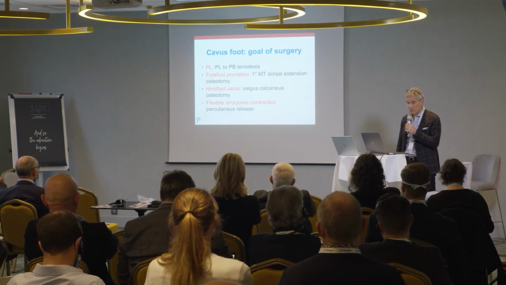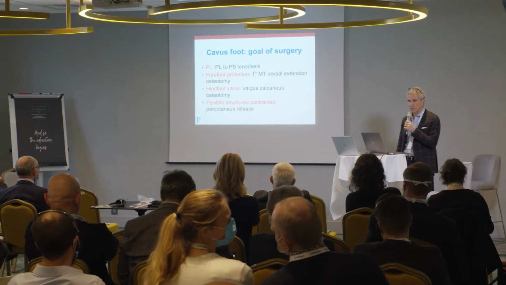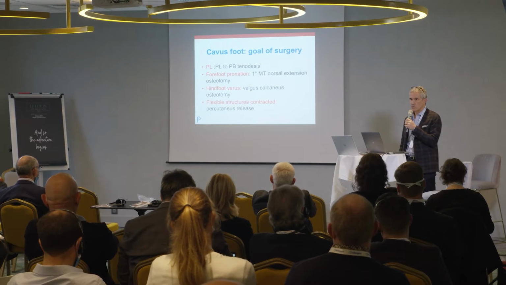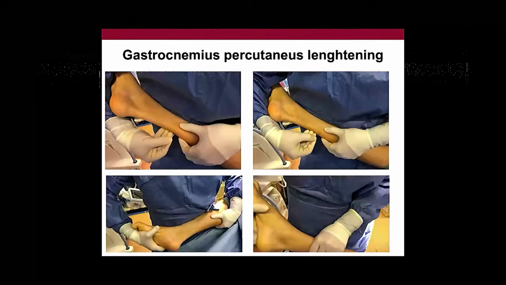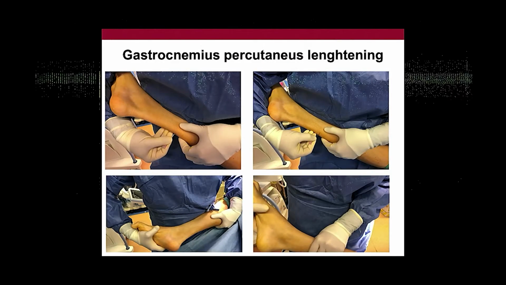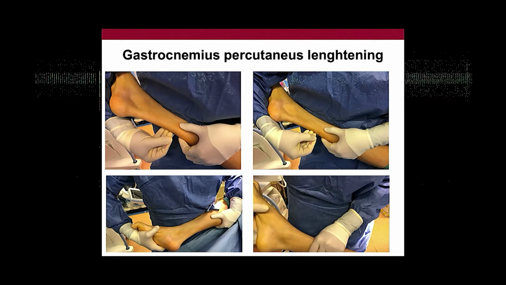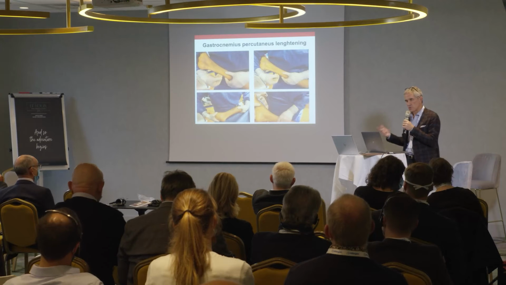We have to correct the forefoot pronation. That means we have to make the osteotomy of the first metatarsal. And if it's not flexible, we have to treat the valgus calcaneus with an osteotomy of the calcaneus in varus. And we have to make all the percutaneous release of the structures that have become contracted.